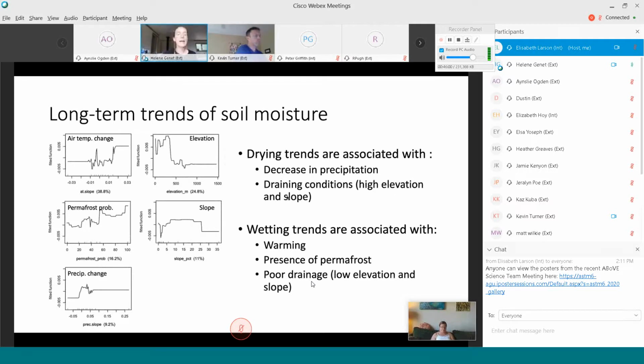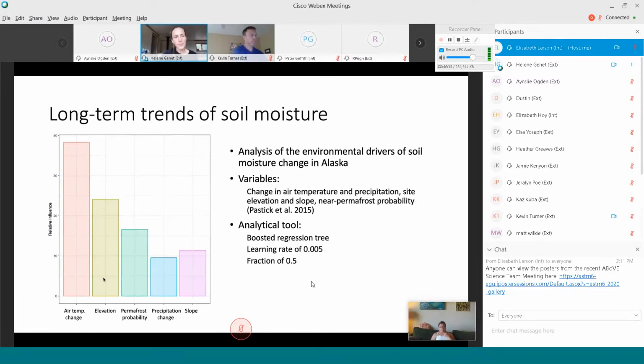So this is what we ended up with, the results. If you are not used to looking at those types of graphs, the y-axis is the fitted function, the magnitude of the soil moisture trend, with drying at the bottom and wetting at the top. The x-axis shows the different drivers that I looked at: air temperature change, elevation, permafrost probability, slope, and precipitation change. I'm going to go back here. Overall, the most important driver was air temperature and then elevation. The lowest influence was exerted by changes in precipitation, which I was surprised about.